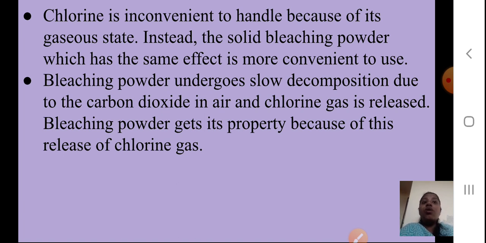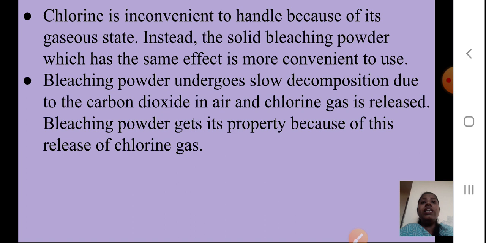Instead, the solid bleaching powder, which has the same effect, is more convenient to use. You must have seen bleaching powder at your home also, a whitish-yellowish colored powder. Mostly it is used to clean the toilets and to kill the microbes. Bleaching powder undergoes slow decomposition due to the carbon dioxide in air. It reacts with the carbon dioxide in the air and chlorine gas is released. Bleaching powder gets its property because of this release of chlorine gas.